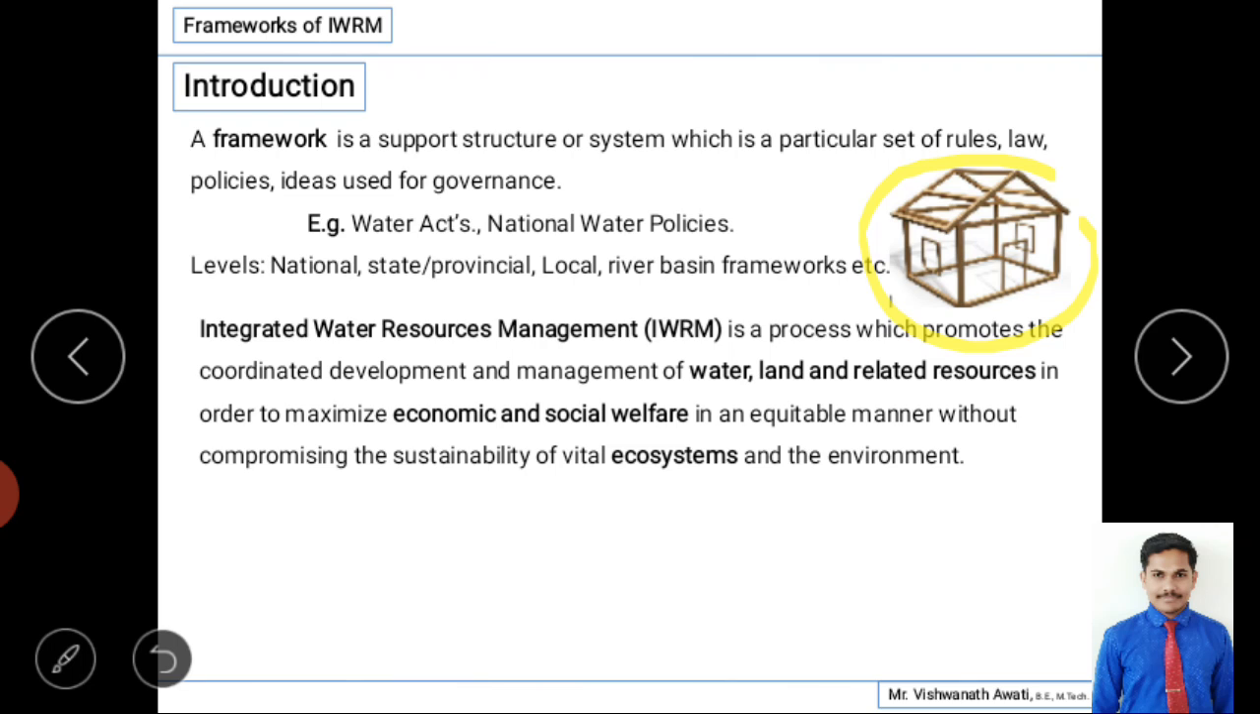So it needs many important things. One is coordinated development and management, and we have to take care not only of water but also of related resources, and there has to be good economic returns as well as investment and social welfare.